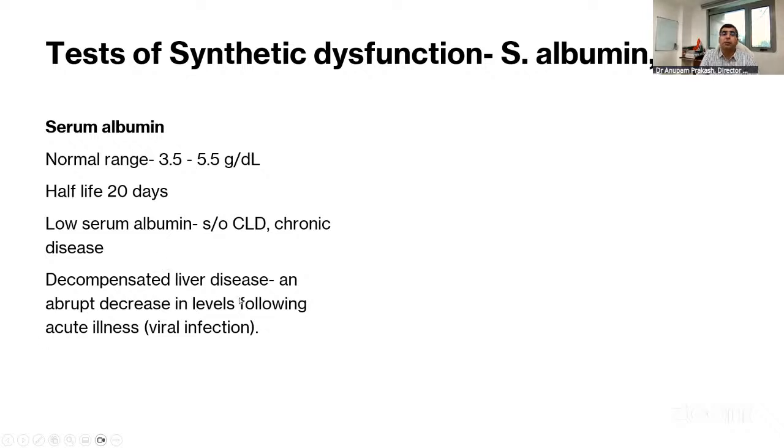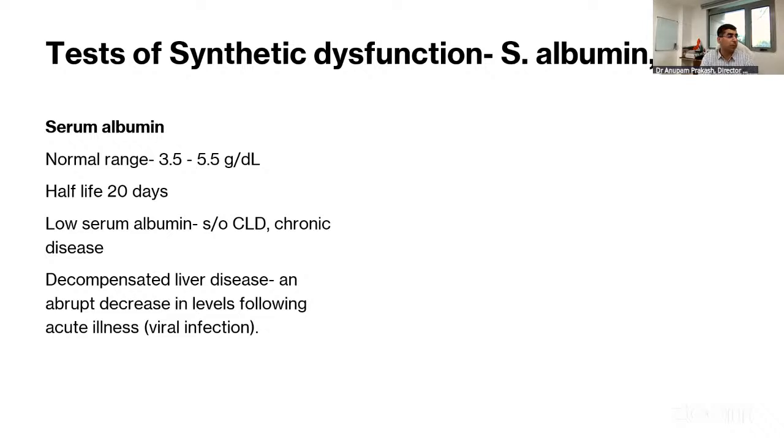But importantly, in decompensated liver disease, you will have an abrupt decrease in levels following an acute illness. So, any decompensation, you can have a rapid decline. At times, even in viral illness, especially influenza. If the patient is decompensating, or having toxic injury, you can have a rapid decline in serum albumin. Otherwise, usually, if it is a well-built patient and it is a chronic disease, you will have low serum albumin. But very rarely, even in enteric hepatitis at times, you will have a very rapid decline because these patients are very toxic.